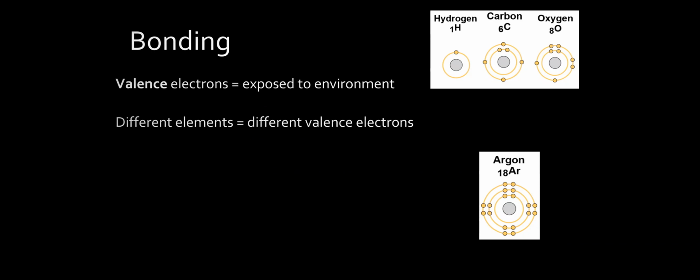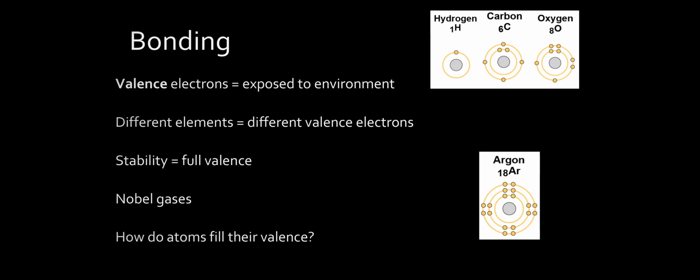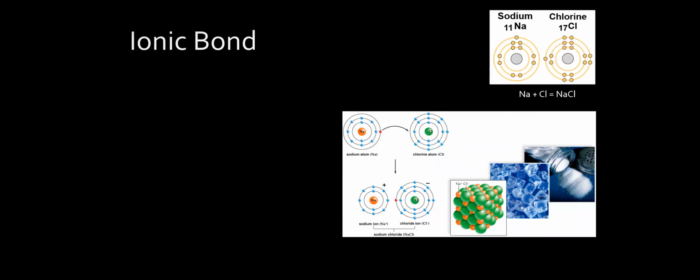Okay, so let me go through the slide here. Valence electrons, those are the ones on the outside. They're exposed to the environment. The different elements have different valence electrons, and so they are stable when they're full. I said that already. You've got to know the noble gases, right? So how do they fill their valence shell? They either steal them or they share them. And so here we go.